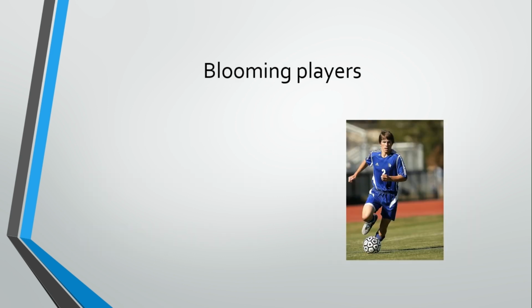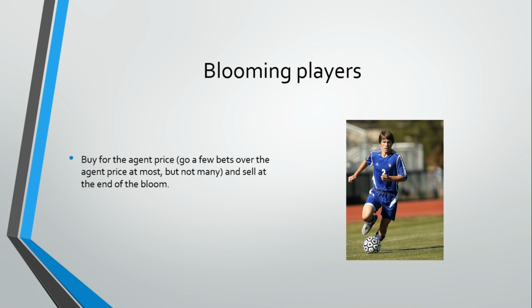Next, we have strategies involving blooming players. In this case, you should try to buy for agent price once more. You can go a few bets up, maybe a bit more. Maybe you can go 3, 4, 5, or even more times. It depends on the player. You have to analyze to see how far you should go. Then you sell the player at the end of the bloom.